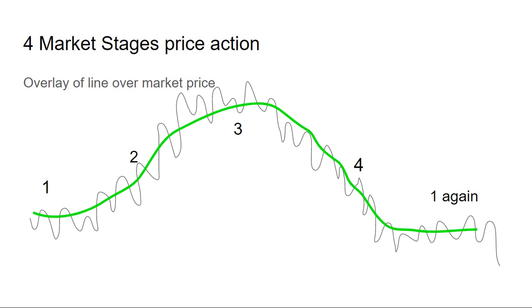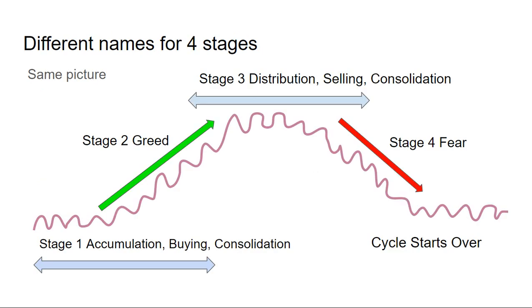Again, here are the 4 stages. Price action: 1, and then 2 is an uptrend. Then 3 is kind of a topping trend or a climax, and then 4 is a downtrend. There's different names for the 4 stages. I've covered this in previous videos, so I'll just let this sit here for a few seconds so you guys can just get the idea.